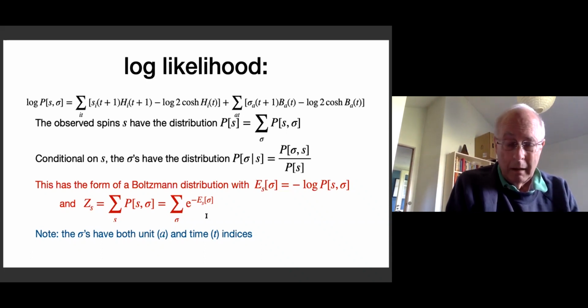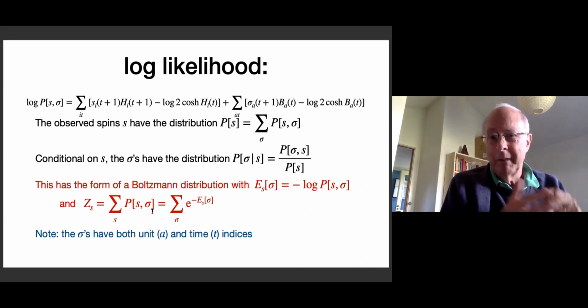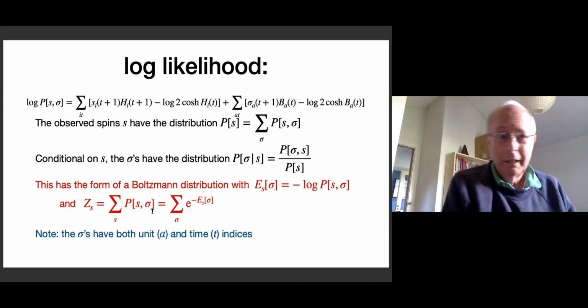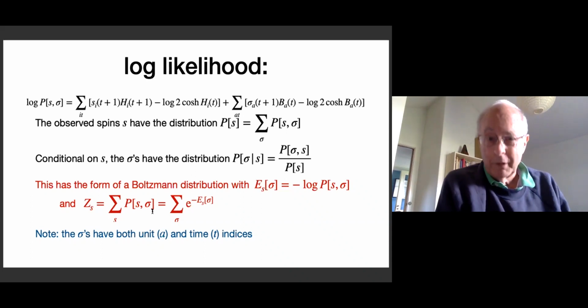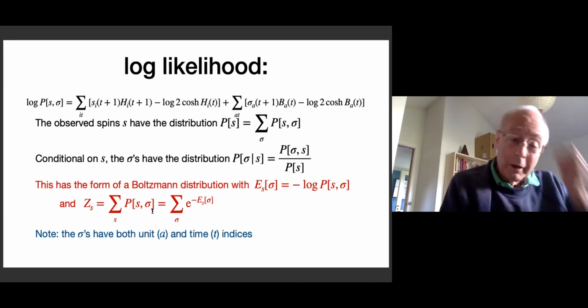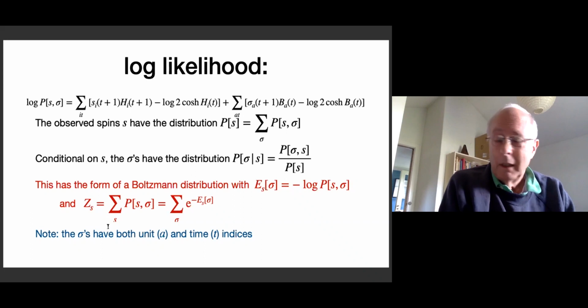Okay. So this is a statistical mechanical problem in the sigmas. The S's in this case we're thinking of as we know them, they're observed. And we're going to do our learning problem to find the couplings, all conditional on that observation.